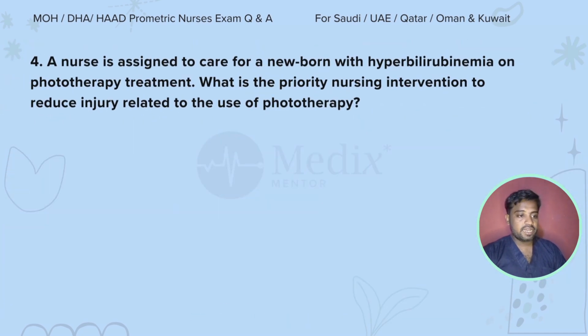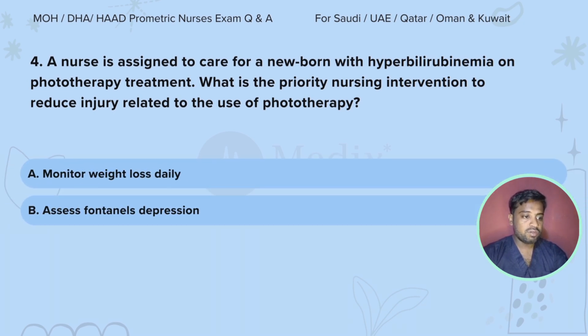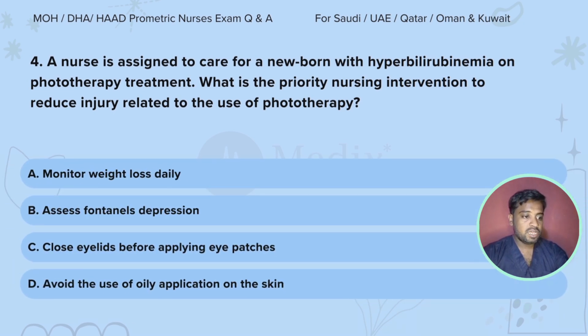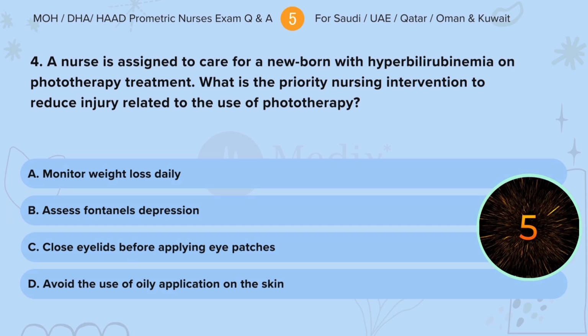A nurse is assigned to care for a newborn with hyperbilirubinemia on phototherapy treatment. What is the priority nursing intervention to reduce injury related to the use of phototherapy? A. Monitor weight loss daily. B. Assess fontanel depression. C. Close eyelids before applying eye patches. D. Avoid the use of oily applications on the skin.